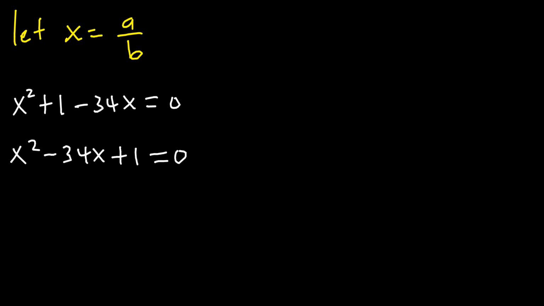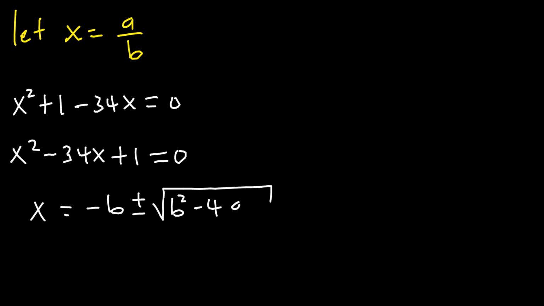And at this point, we have a quadratic equation that cannot be factored. And so to solve this, we shall use the quadratic formula. x will be equal to minus b plus or minus the square root of b to the power of 2 minus 4ac, divided by 2a. The coefficient of x to the power of 2 is 1, and so a will be 1, and then b will be minus 34, and c will be 1.